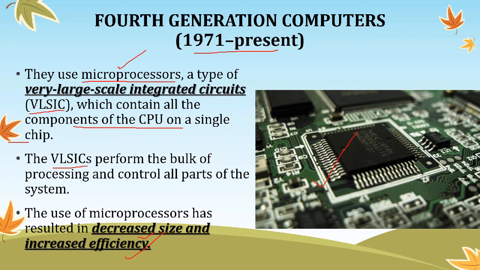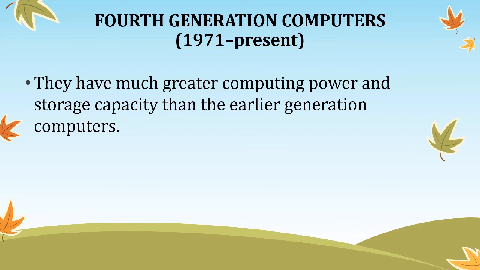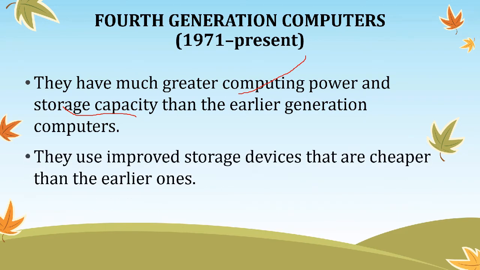See, this is smaller in size, right? When you compare with the first generation, second generation, third generation computers, here in microprocessor, the size is very less and the efficiency is also high when you compare with the previous generation computers. And they have much greater computing power and storage capacity. See here the storage capacity is enlarged when we compare to the previous three generation, and the computing power is also raised. And they use improved storage devices that are cheaper than the earlier ones. So when you compare with the previous generations, this is cheaper in rate.